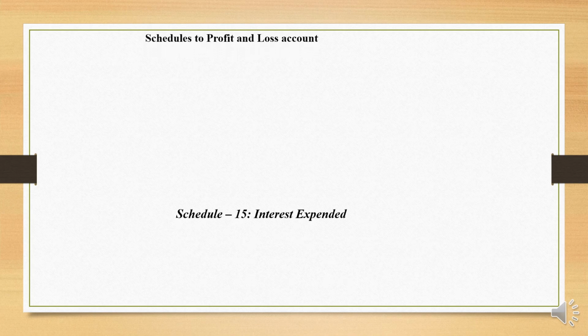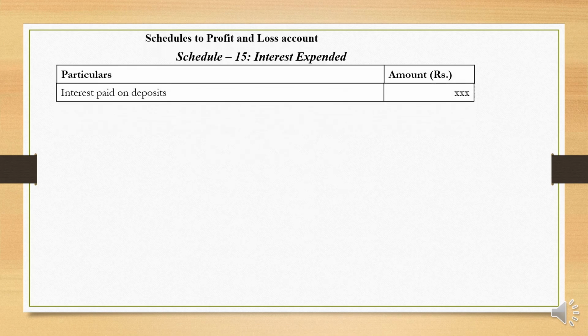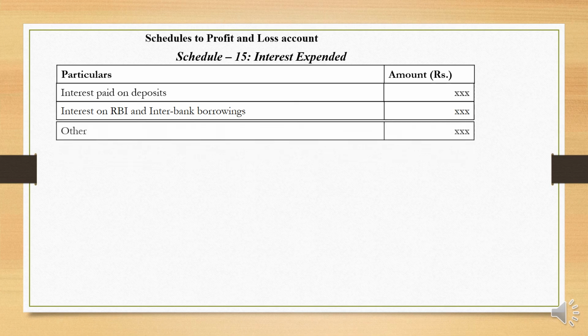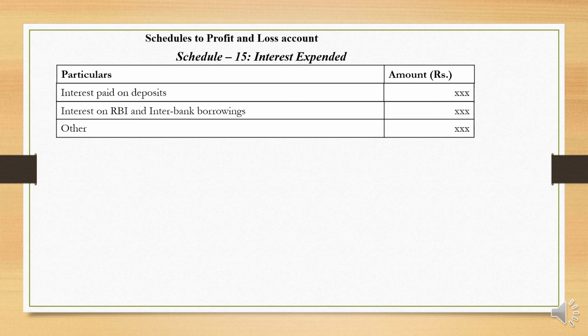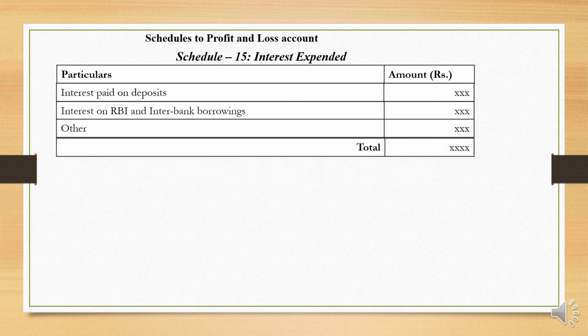Then comes schedule number 15, interest expended. Here we have interest paid on deposits, interest on RBI and interbank borrowings, then other types of interest paid, so that we get interest expended. Interest expended is nothing but interest paid.